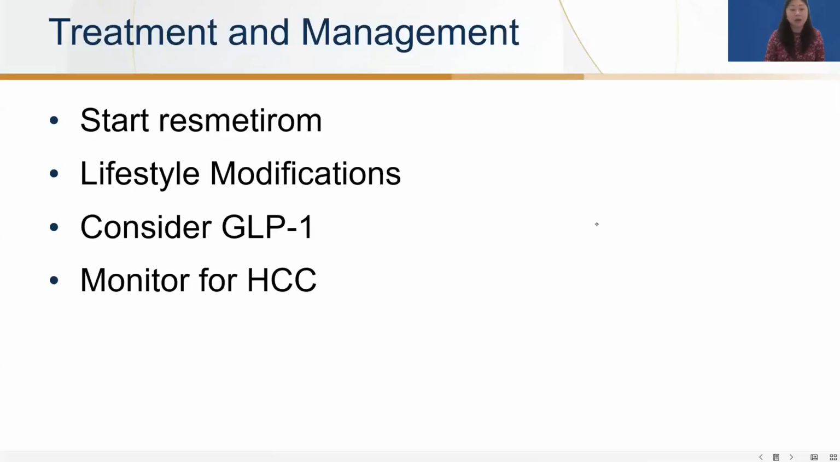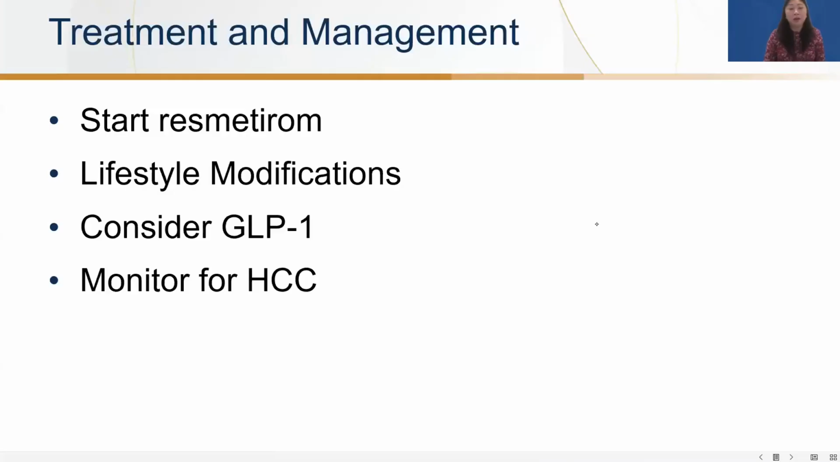You also want to counsel this patient on lifestyle modification, focusing on weight loss of 7 to 10% and healthy eating, as well as incorporating exercise. For this patient, I would consider GLP-1 for his type 2 diabetes. This will offer dual benefits, weight loss and improvement in hepatic steatosis. Recent studies have demonstrated that GLP-1 can improve fibrosis, but it is currently not FDA approved for MASH.